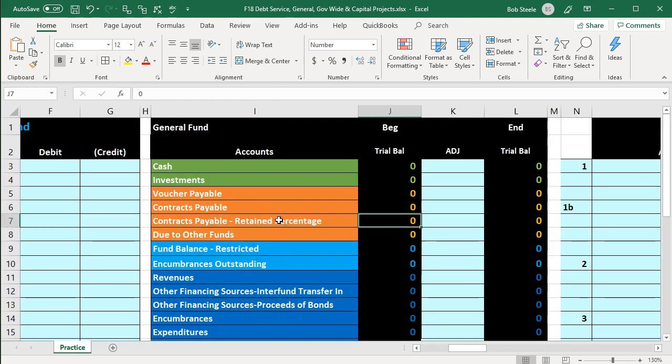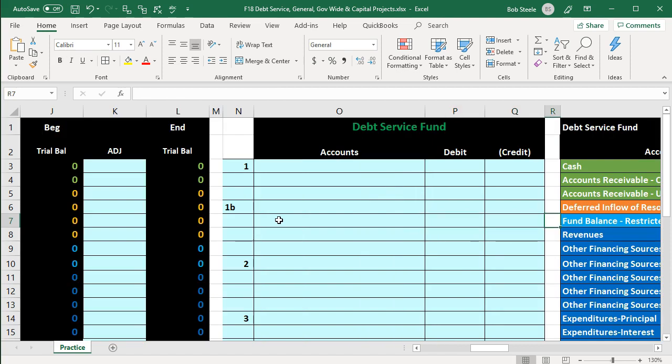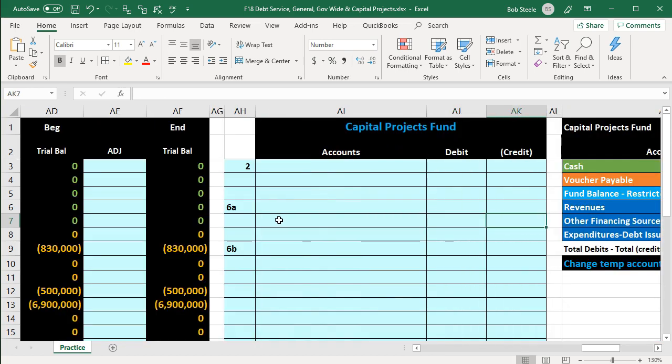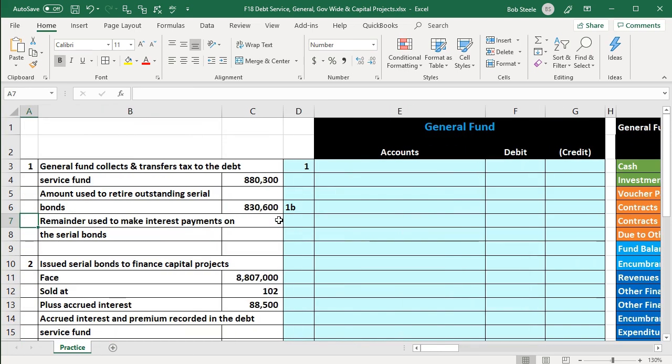We're going to have the same information for the general fund, same kind of setup for the debt service fund, and then the government-wide activities and the capital projects. So we're going to go through these transactions and see some of the interplay between these different funds and government-wide activities as we go.